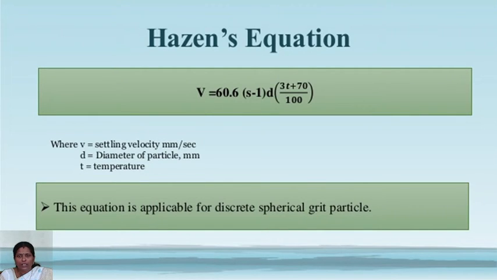Another formula is V equal to 60.6 into (S minus 1) into d, (3T plus 70) divided by 100, where V is the settling velocity in mm per second, d is the diameter of the particle in mm, and T is the temperature. This equation is applicable for discrete spherical grit particles. When we go for particle analysis of grit, we can use these different formulas.